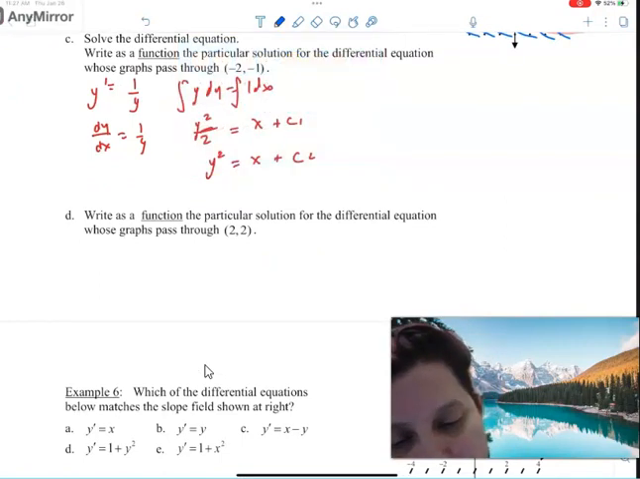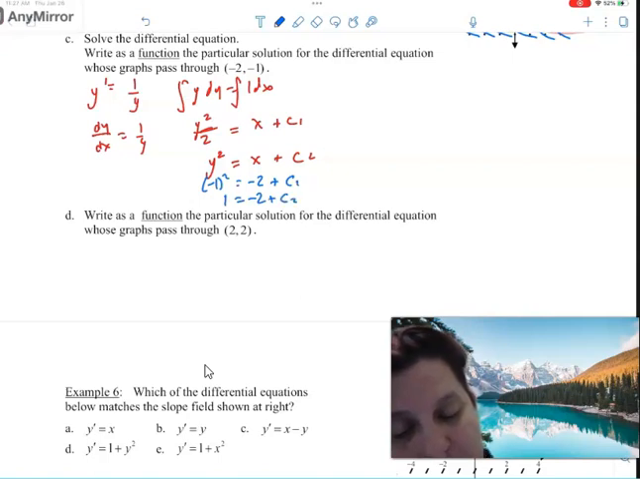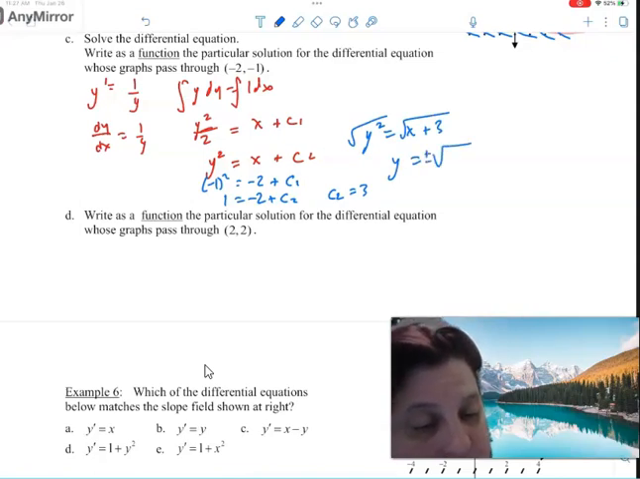So this is what I'm going to use. All right, so at this point, I plug in the point -2. -2 plus a constant is (-1) squared. So 1 is -2 plus a constant. So the constant is 3. Okay, so from here, it's y squared equals x plus 3. I square root both sides. y is the plus or minus square root of x plus 3. And in order to get -1 when I plug in -2, I have to pick the negative. All right?